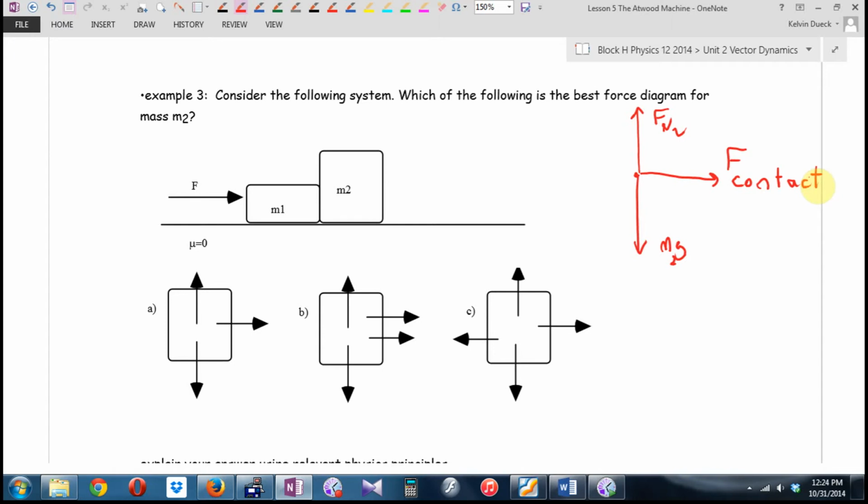Okay. Now, why would C be wrong? If C was correct, could this thing be accelerating to the right? No, because I have balanced forces. So that's got to be wrong. If B was correct, a lot of people pick B because they so want the applied force to be on mass 2. No. What's pushing mass 2 sideways is this contact force.